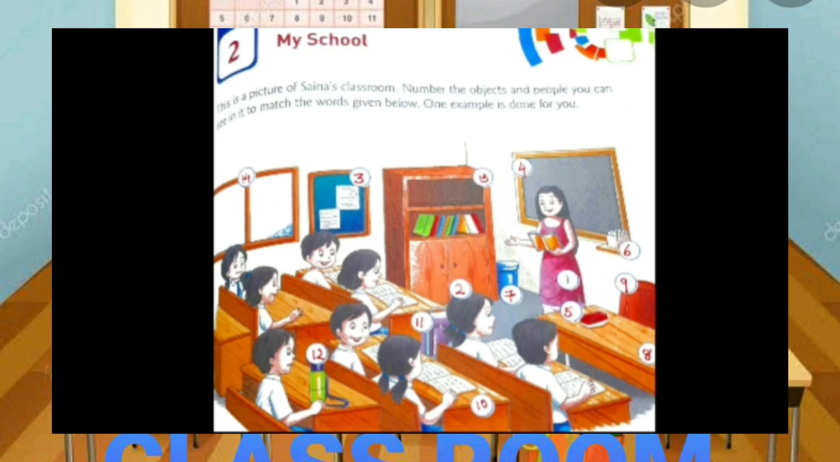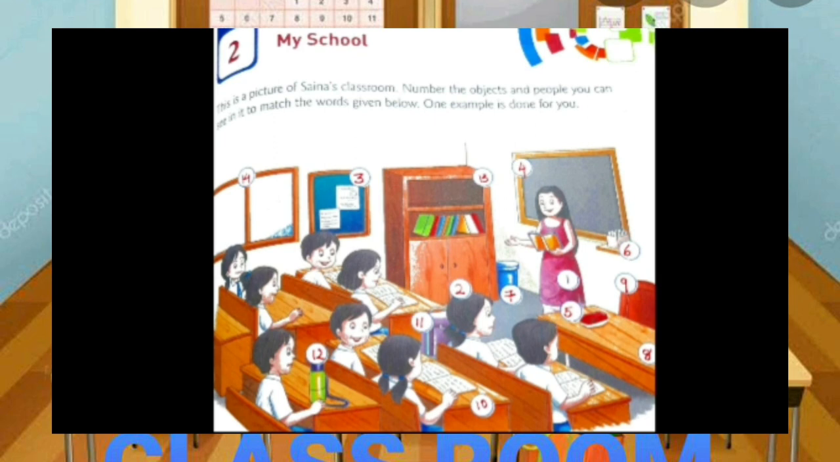The school कैसी होती है and various objects in your classroom, especially classroom. In classroom, what are the things there and which objects are there in your classroom, and various types of rooms in your school, that is library, staff room, computer room, and what is the purpose of different rooms in the school, that you will study in this chapter of your environment, that is my school.